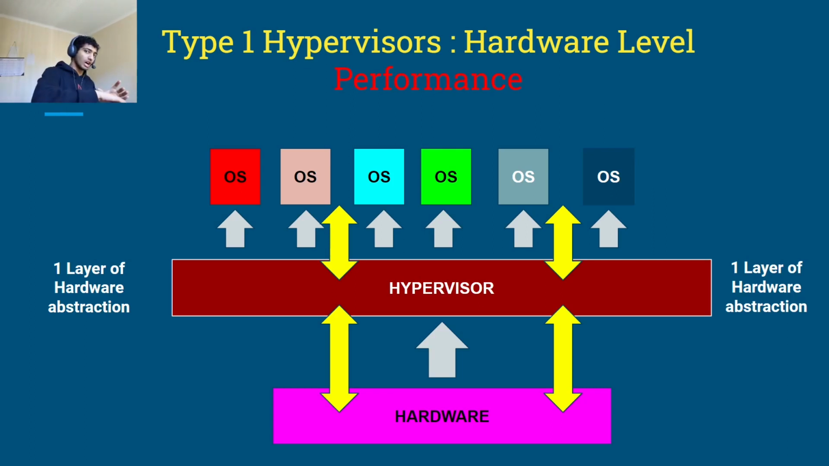Everything goes through the hypervisor to the hardware, and that's how it's all allocated to each of them, right? And that's the one layer of hardware abstraction that's between the operating system and the hardware, and that's it. So it's just the hypervisor, which is saying, oh, this is the hardware, use this.